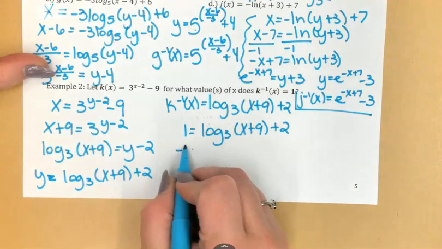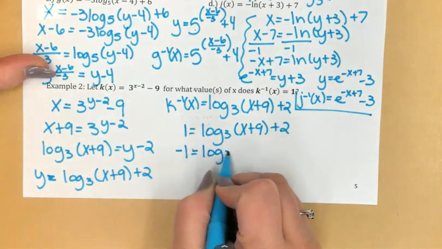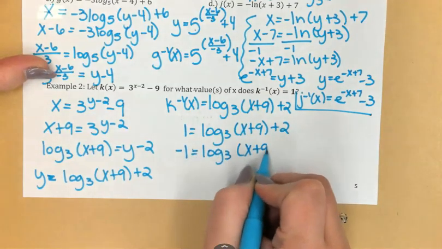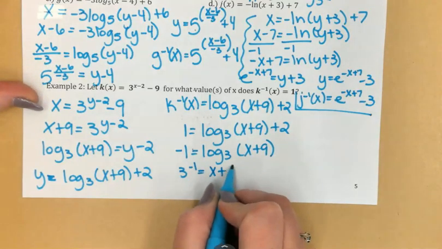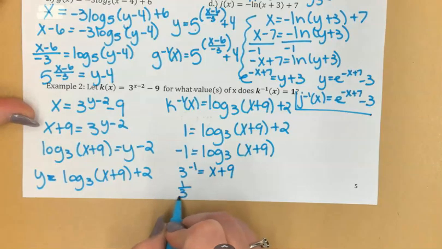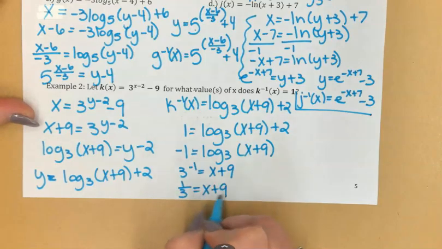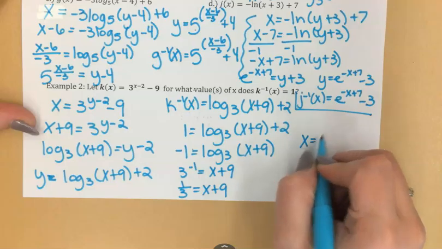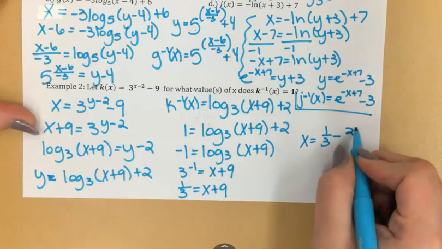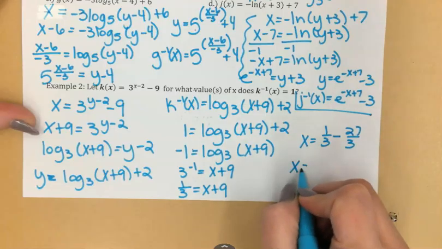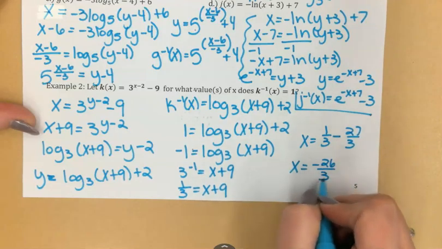I'm first going to subtract 2. And then I'm going to rewrite this in exponential form. This will be 3 to the negative 1 equals x plus 9. 3 to the negative 1 is 1/3. So if I subtract 9 on both sides, that's going to be 1/3 minus 9 with a denominator 3 is 27 over 3. So x is negative 26 over 3.